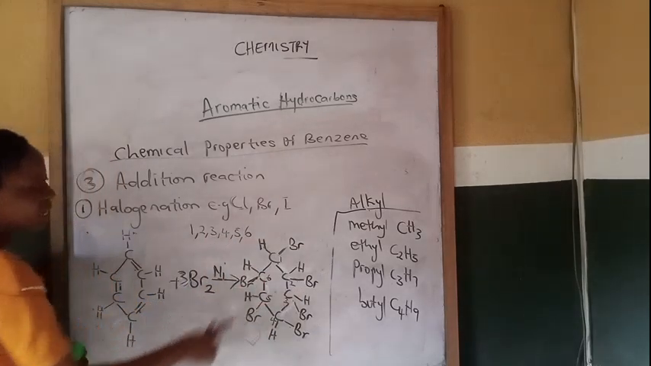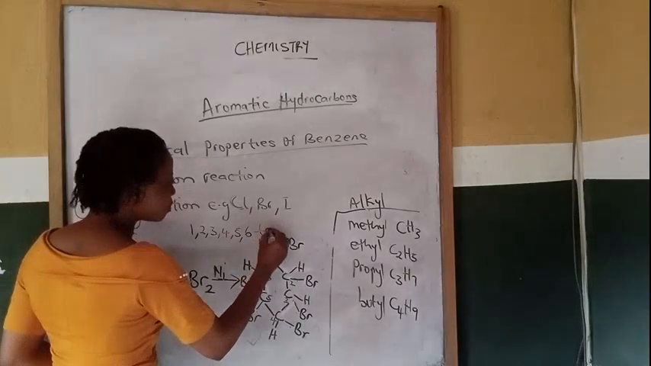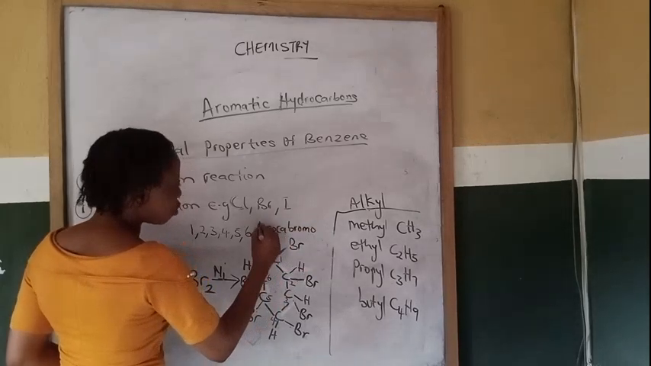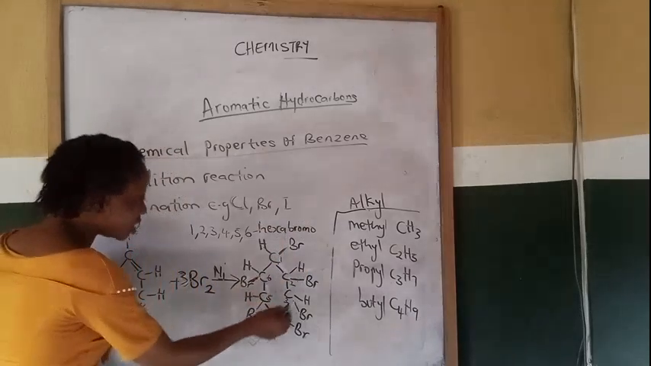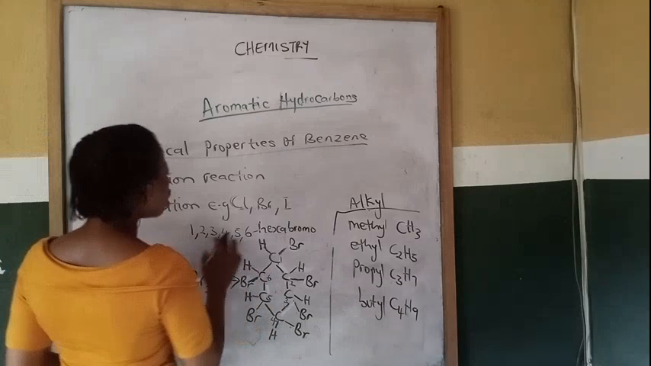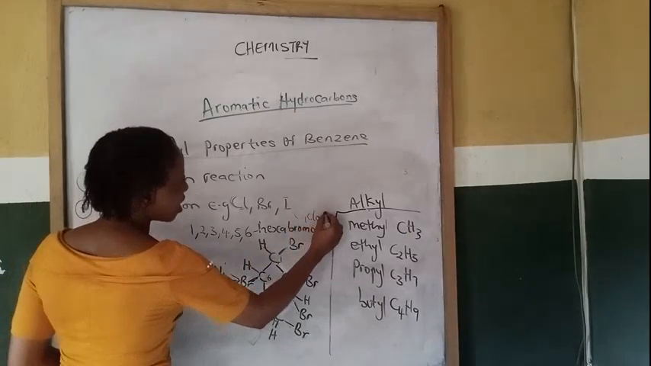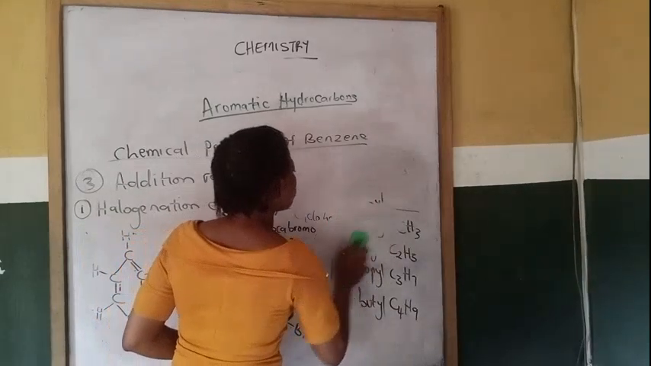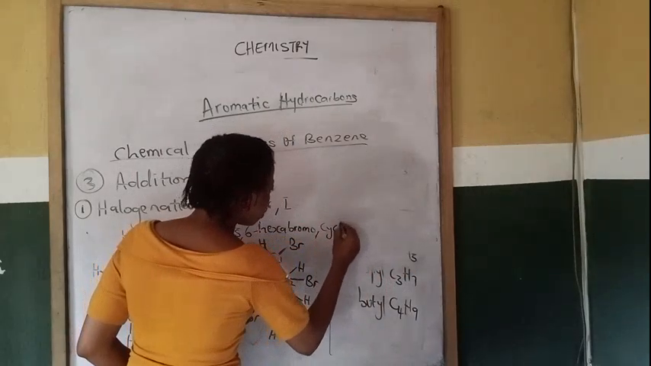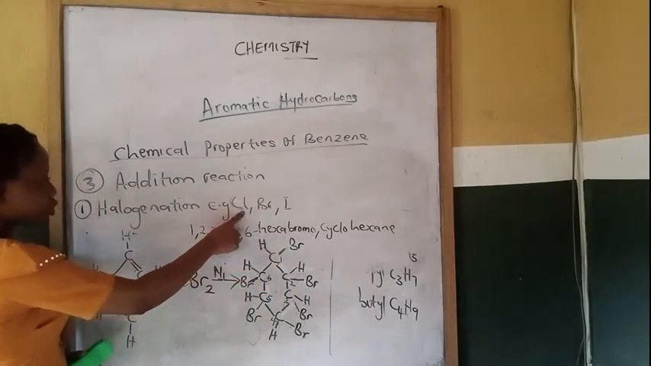Then how many bromine altogether? That is 6 bromine. 6 is called hexa in chemistry. So that will be hexabromo. Then hexabromo what? This closed chain is called cyclo. Then cyclo what? Hexane, because we have 6 carbon atoms. So the structure is called 1, 2, 3, 4, 5, 6-hexabromocyclohexane.